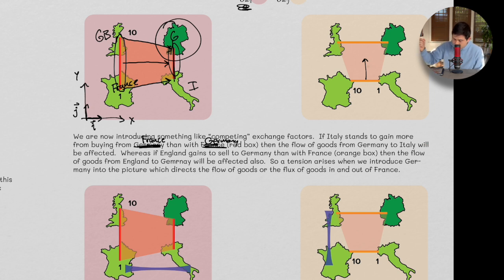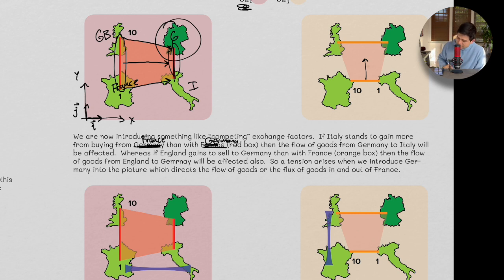Again, so think about this really quick. If Italy stands to gain more from buying from France than with Germany, then the flow of goods from Germany to Italy will be affected. So from here to here is going to be affected, because if Italy says, we stand to gain more from buying from them, then we're not going to deal as much with Germany.